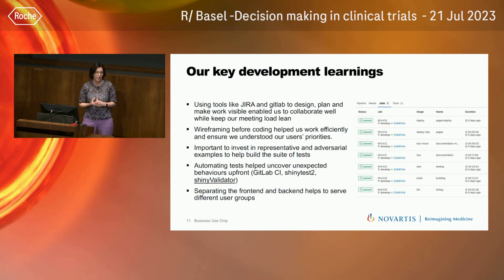Wireframing, I said that earlier, really helped us to be efficient, and so did investing in the tests. So sitting down and saying, what would it look like if I put these parameters in and I get this out? Investing in that upfront gave us a lot of tests that we could use through our development. And then we did a lot more with packages that are developed by David Grandjean, like Shiny Validator as well. And then in the end, separating the front end and back end for different user groups.